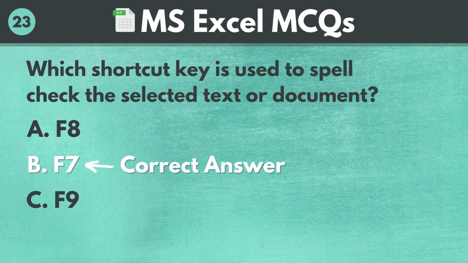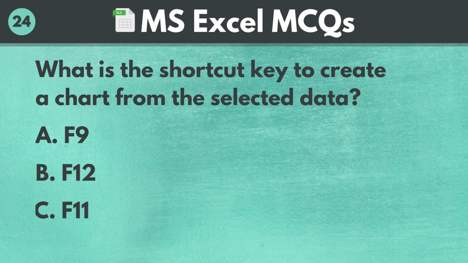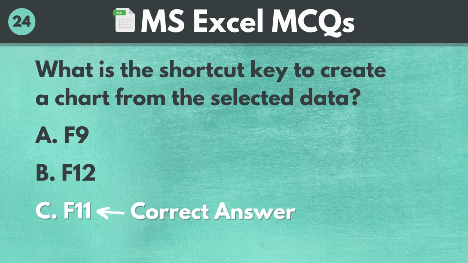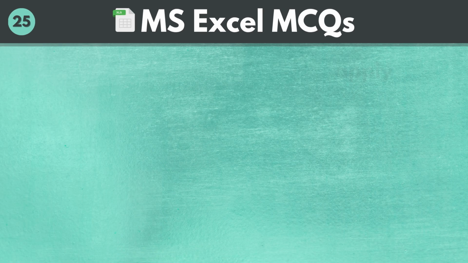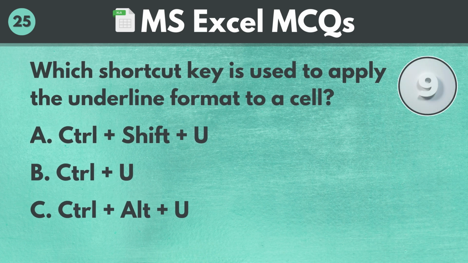Hit F7. What is the shortcut key to create a chart from the selected data? Press F11. Which shortcut key is used to apply the underline format to a cell?